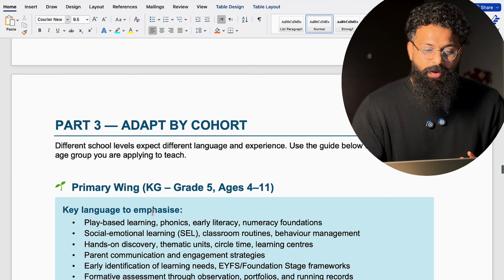Then moving to the third part, which is the cohort, and this one is huge. This is for different cohorts. So if you are applying for a primary position, the language is completely different from high school.